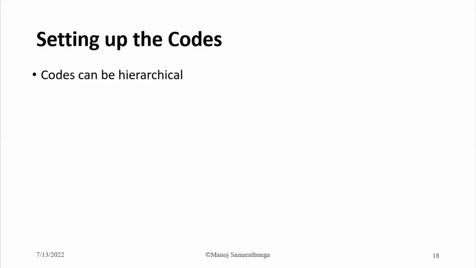Now I'm coming to setting up the codes. The codes could be hierarchical, which means there could be a parent code and a child code, especially in deductive research.